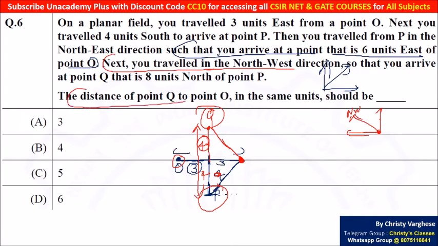The distance of point Q to point O. The question is finally asking, what is this distance? OQ distance, how much is it? Clearly it's a Pythagorean triplet, a triplet which satisfies Pythagoras theorem. For example, if I am calling this point as X, OXQ is a right triangle whose one side is 3, another side is 4. So the third side surely will be 5.